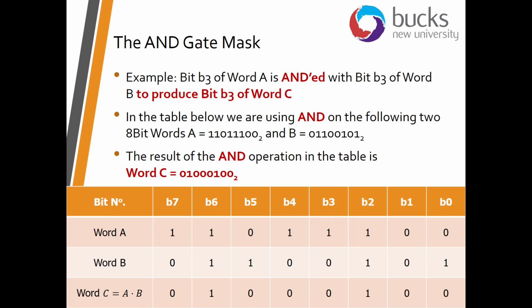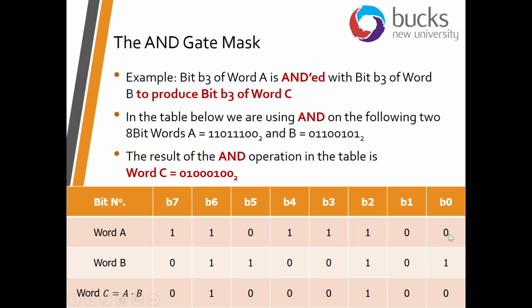So, an example of an AND gate mask. Bit B3 of word A is being ANDed with bit B3 of word B to produce bit 3 of word C. What we see in the table here is an AND operation, a logical operation. We have two word lengths, which are only 8 bits, an 8-bit system, 8 bits at a time, and they're being brought in.